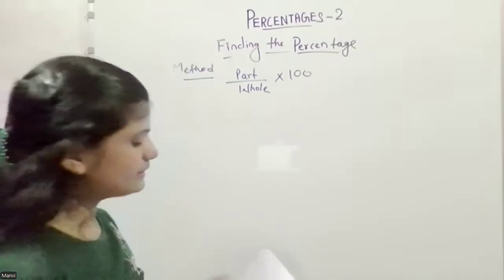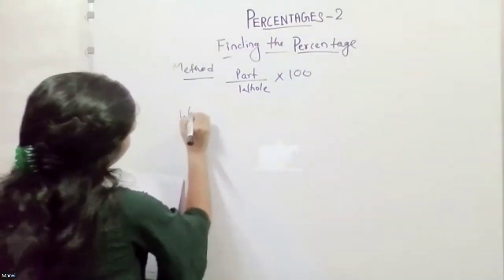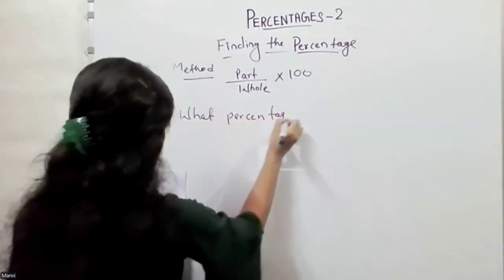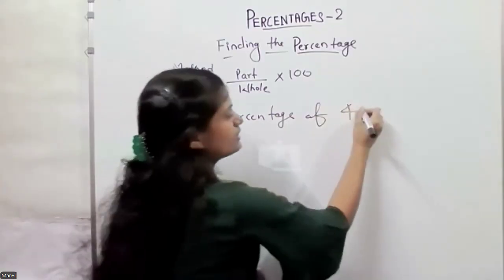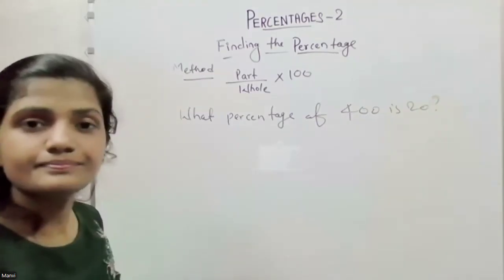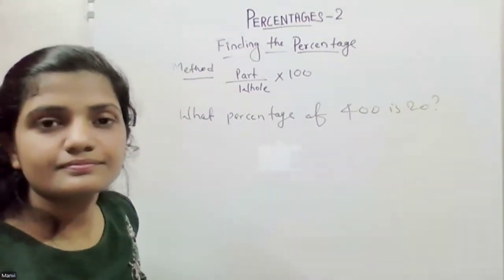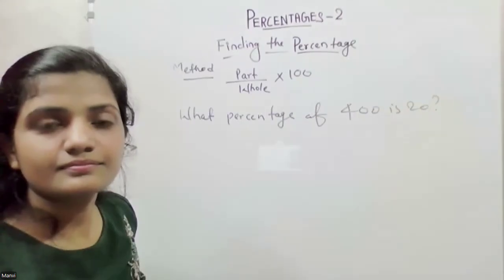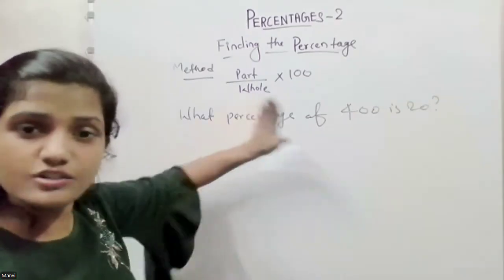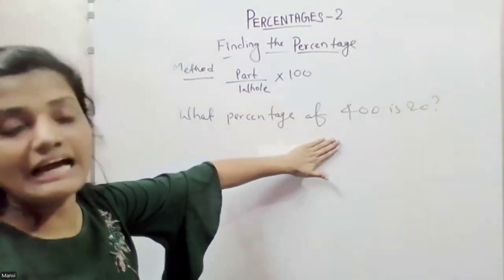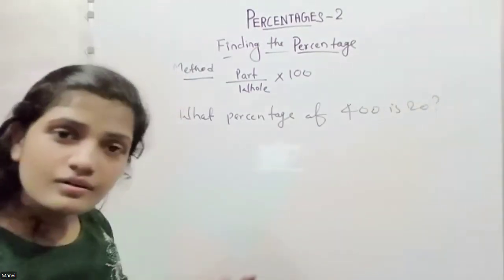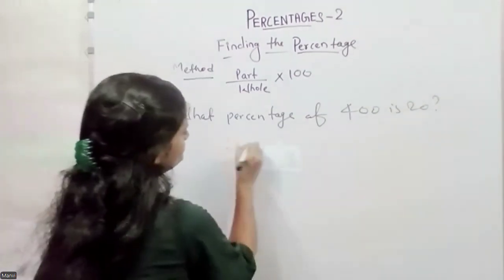For example, if I ask, what percentage of 400 is 20? So we have to do 20 by 400. Which is the whole? The whole is 400. And the part is 20. 20 by 400 times 100. So what will be the answer?